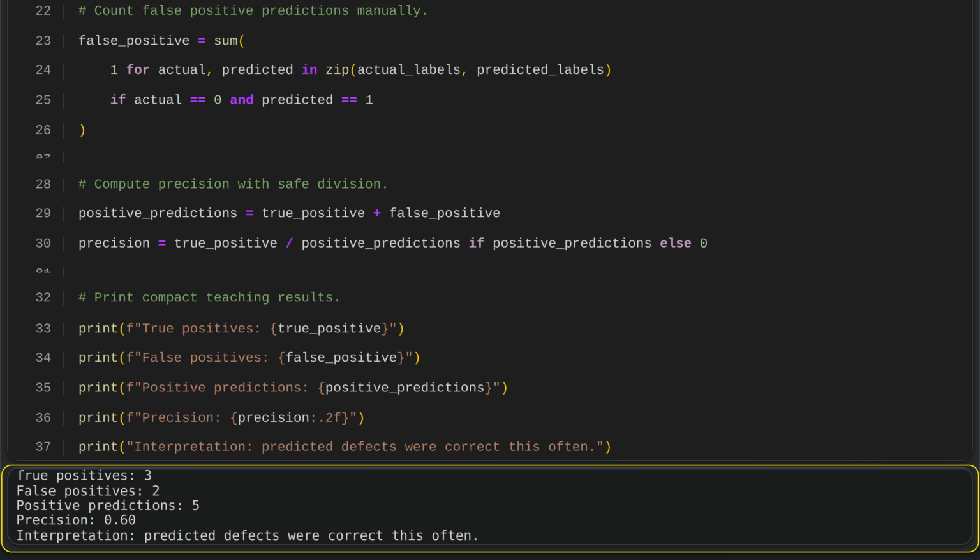This script measures a classification model's precision for bridge defect detection by comparing actual labels with predicted labels. It counts true positives where a defect is correctly predicted, and false positives where a defect is predicted but not actually present. Precision is the share of positive predictions that were correct, helping show how reliable the model is when it predicts a defect.